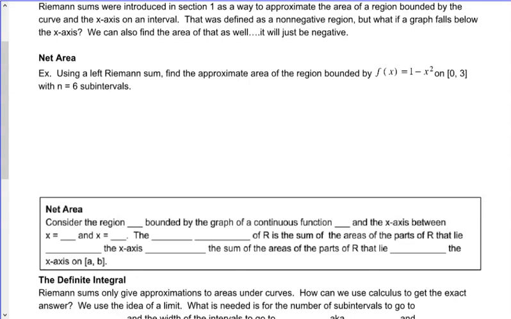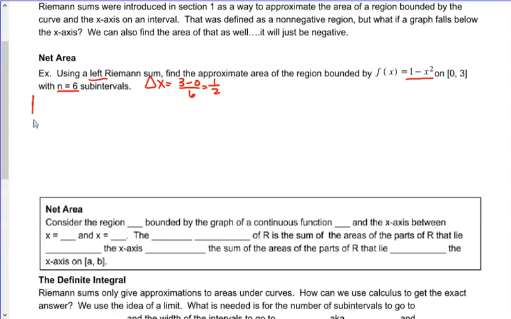So let's look at this first function, 1 minus x squared, and we're going to use a left Riemann sum in order to approximate the area from 0 to 3, given n equaling 6 subintervals. So what would be our delta x? How far from 0 do I need to go to get my next interval? Well, I'm going to do 3 minus 0, b minus a over n, which is 1/2. That means that for every half, I'm going to have a new rectangle.